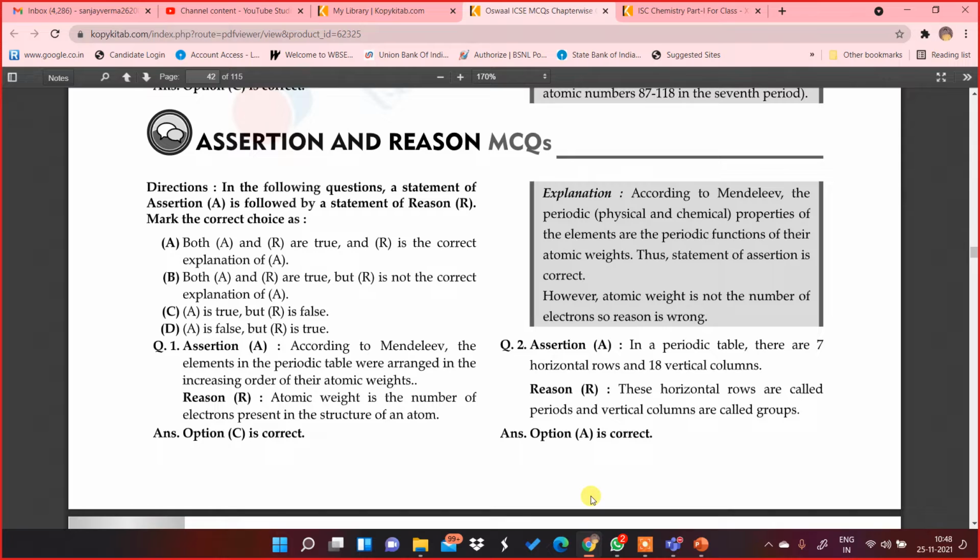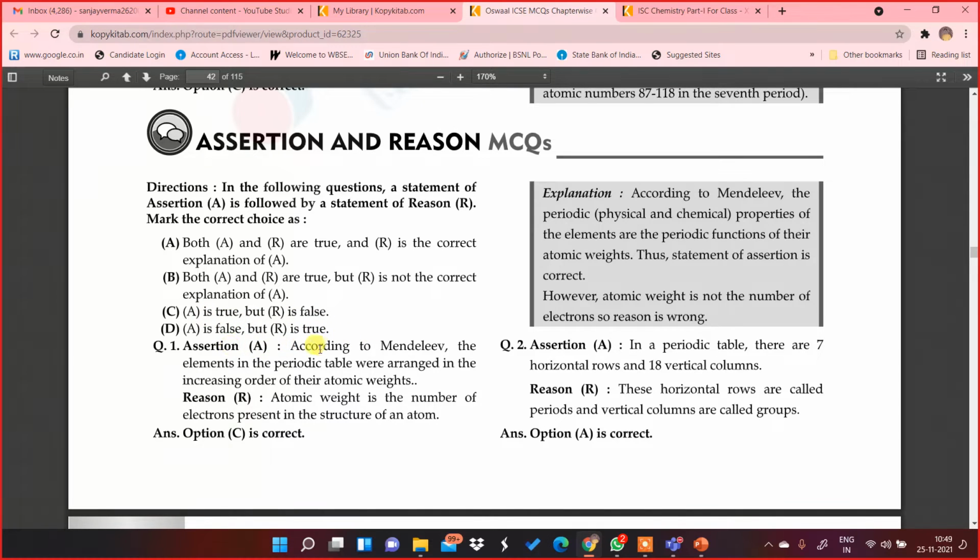I've given the assertion and reason on the screen. You can see, question number 1. This is an assertion and reason based multiple choice question. In the following questions, a statement of assertion A is followed by a statement of reason R. Mark the correct choice as: A, both A and R are true, and R is the correct explanation of A. B, both A and R are true, but R is not the correct explanation of A. C, A is true, but R is false. D, A is false, but R is true.